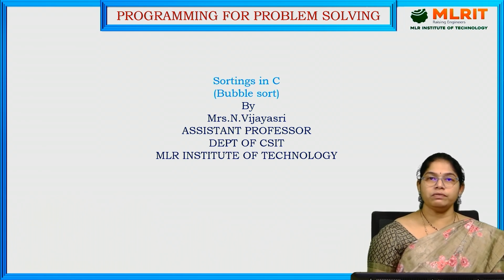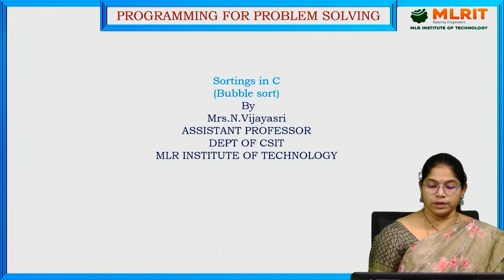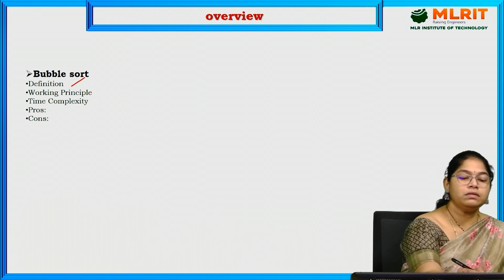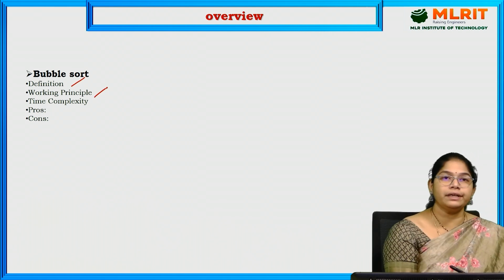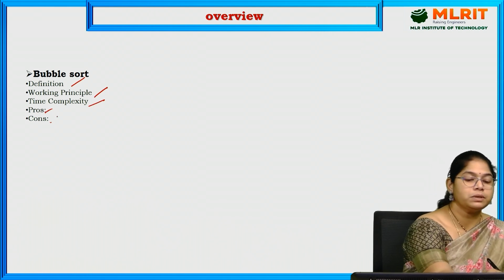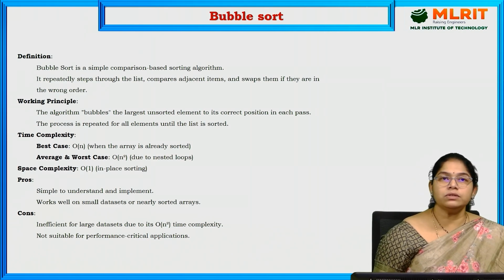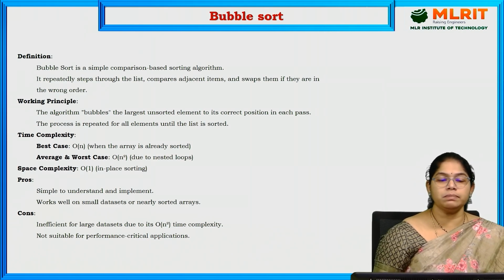In today's session, we are going to discuss sorting techniques in C, in that bubble sort. Overview of the session: bubble sort definition, working principle of this sorting technique, then time complexity, pros and cons. Then, what is sorting? Sorting means arranging the elements in a particular order, either ascending or descending.